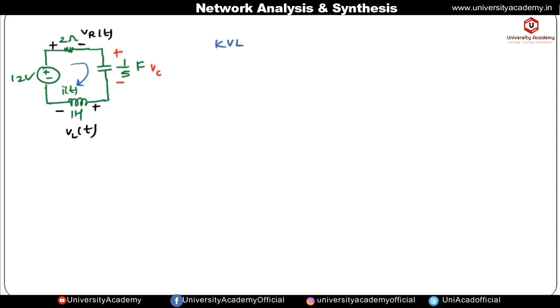So first sign is minus of 12, then plus VR of t, then plus VC of t plus VL of t, that is, the sum of all the voltages in a closed loop is 0. Okay, this is minus of 12. So what is VR of t? The resistance value is 2 and the current flowing is I of t.